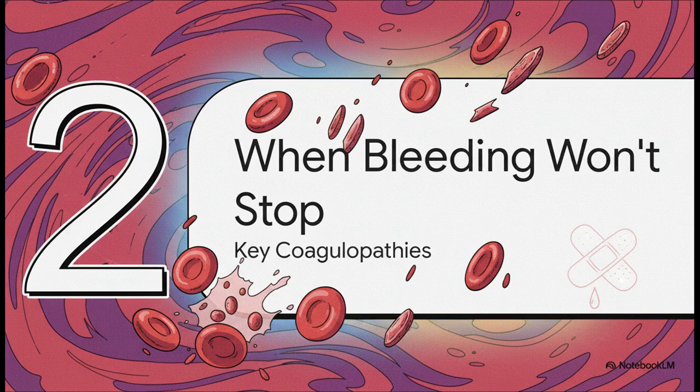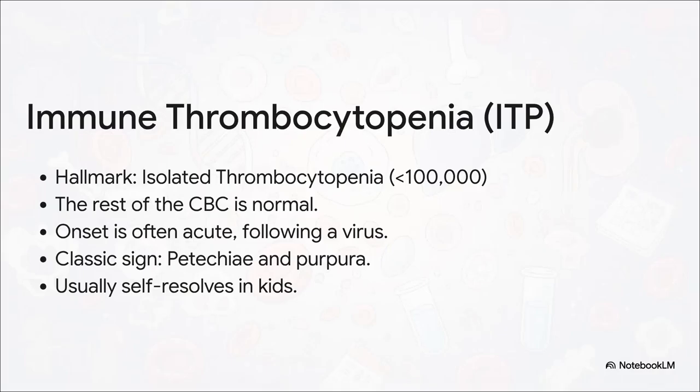All right, let's switch gears. For the next part of our blueprint, we're moving away from red blood cells and into problems with stopping the bleed. So we're talking platelets and clotting factors. Okay, for ITP, the crucial point, the word you have to remember is isolated. The only thing wrong on that entire CBC is a scary low platelet count. The kid often looks surprisingly fine, but they're covered in petechiae and bruises. And the story is almost always that this started right after a viral illness.